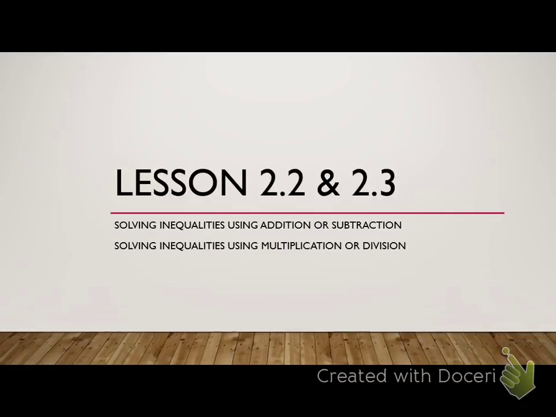Welcome guys to our second flipped classroom this year. For tonight we're going to do lessons 2.2 and 2.3. Since both lessons involve solving simple inequalities, one-step inequalities, we're just going to do both lessons together.